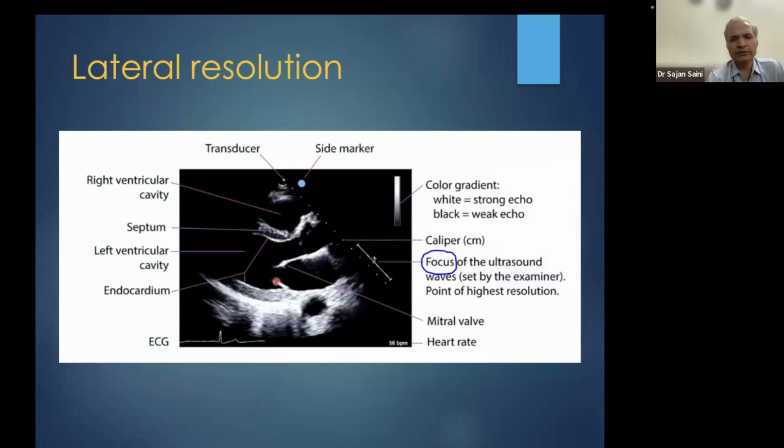And if the area of interest is the mitral valve and you are not able to see, if you are able to see, then it's fine. If you're not able to see, then you can adjust, and you can see that the mitral valve is very nicely depicted as compared to the aortic valve. And it's because the focus is adjusted in a way that it is paralleling the mitral valve. So that's the importance of the focus.